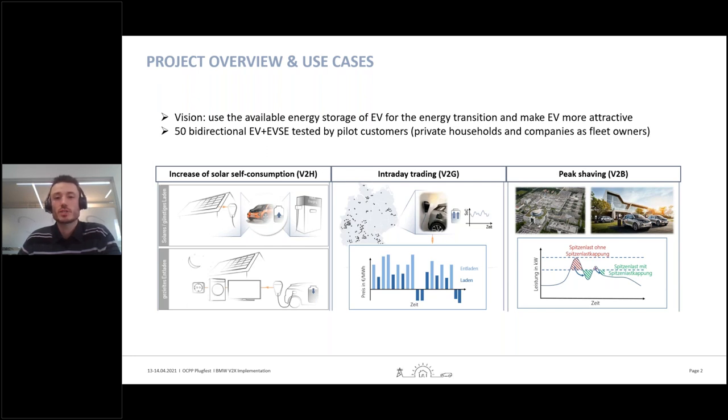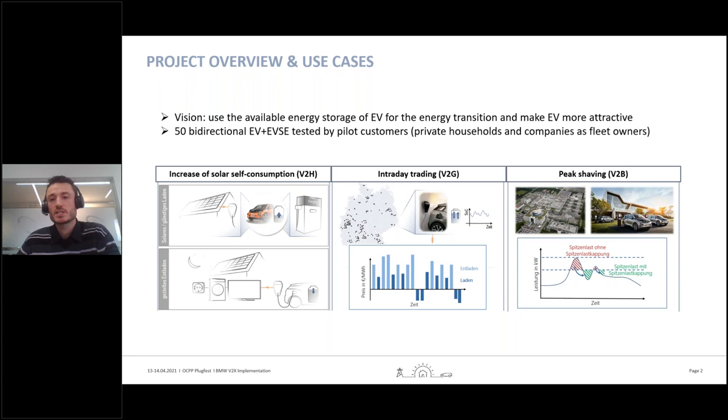The second use case is intraday trading. It's a vehicle to grid use case. In this use case, we will aggregate vehicles to pools to reach a certain amount of power and energy to have access to the electricity market. And we will charge the electric vehicles when the price at the electricity market is low, and eventually discharge the vehicles when the price is high.